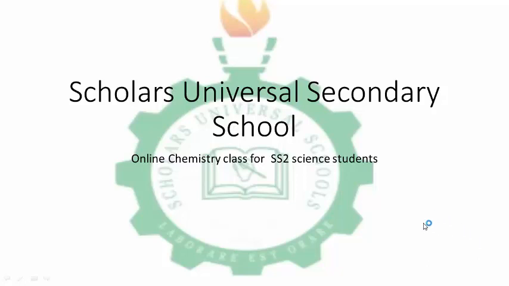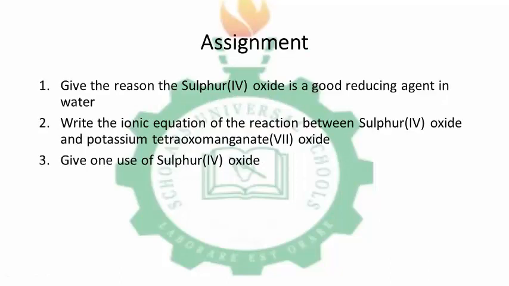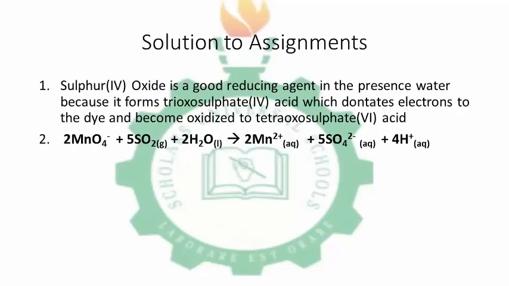In our last lecture, we were discussing sulfur 4 oxide, SO2, and here is the practice question of the last class, and here are the solutions to the practice question.